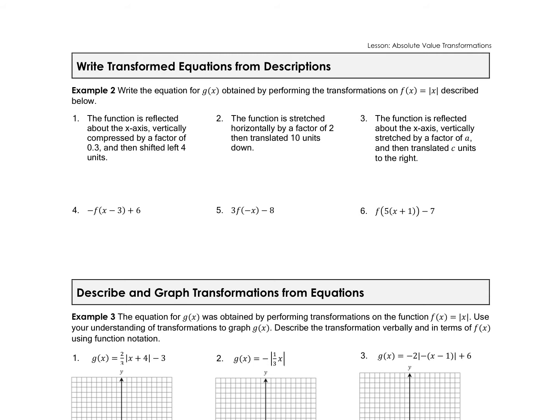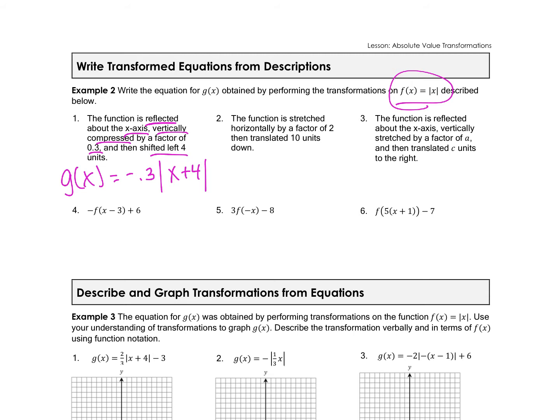So number 1, the function is reflected over the x-axis, vertically compressed by 0.3, and then shifted left 4. So when we write g, make sure you put an equation, so there has to be an equal sign. Reflection over the x is a negative on the outside. Vertically compressed by a factor of 0.3 is on the outside. And then we have the bars, because we're starting with absolute value of x. And then we shifted left 4. Remember, with left on the inside, you're adjusting your x. It's the opposite. You add 4. And then notice there's not a vertical stretch. So that is our answer there.